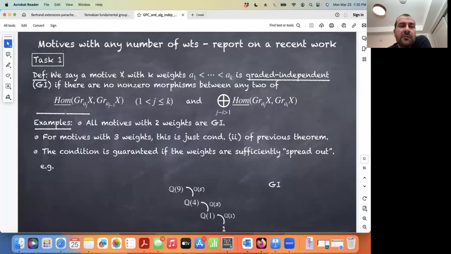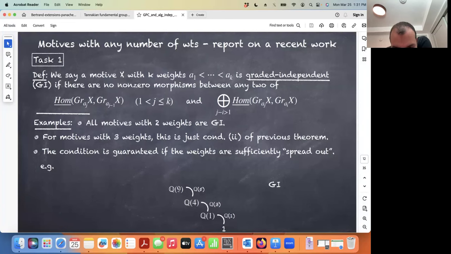And then it'll become about exactly the condition that we had in the previous theorem. And then the condition is guaranteed if your weights are sufficiently spread out. So I have a few examples here. This is the first one. So these pictures, and we're going to formally introduce the theory of basically these pictures.